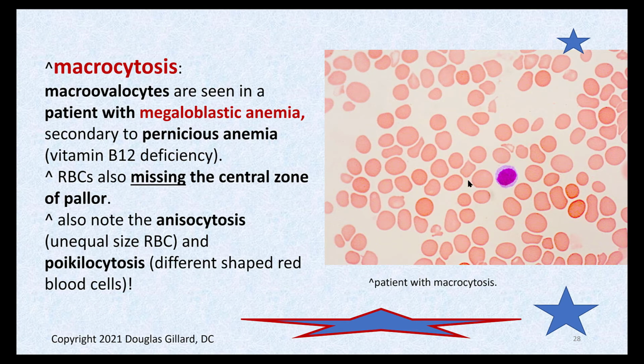But the size of these things is huge. And look at the shape of these things. This one's weird. This one's elongated. This one, I don't even know what you call that. It looks like a flower holder. But they're all weird shapes. So this is an example of poikilocytosis, different shaped red blood cells. Got it?